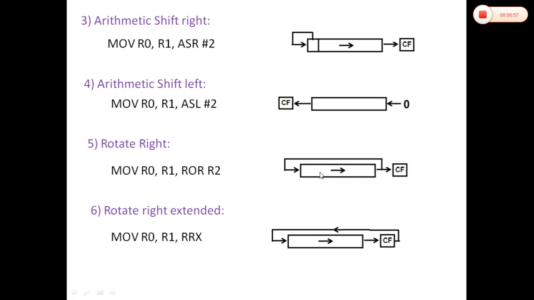The rotate right operation is shown in this diagram. The number will be rotated to the right. The least significant bit will be taken back into the most significant position. That's how it is rotated, and the least significant bit is also copied into the carry position.